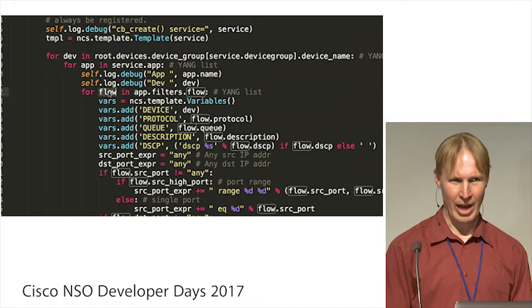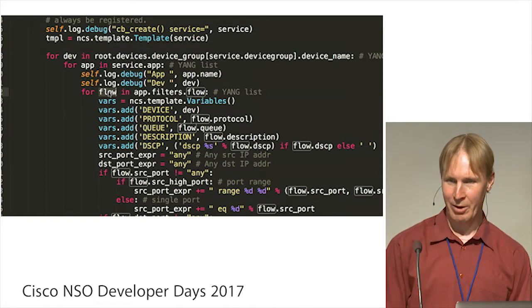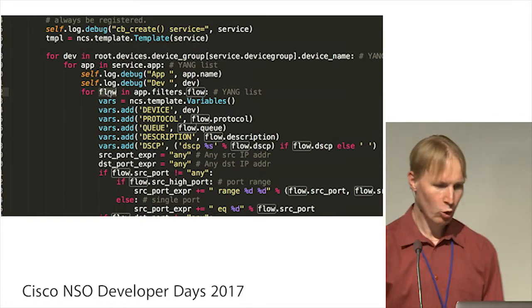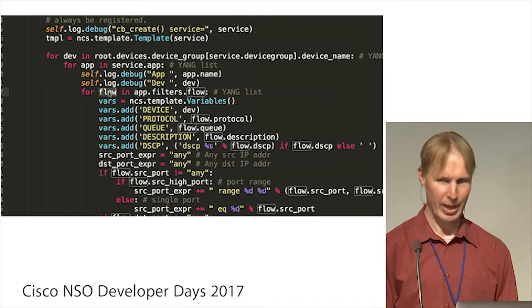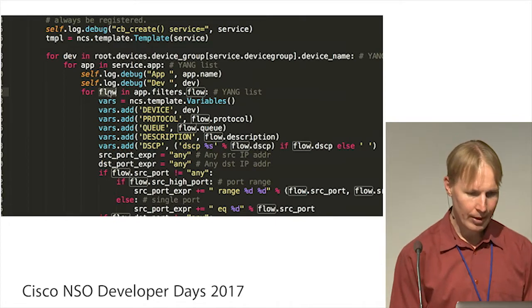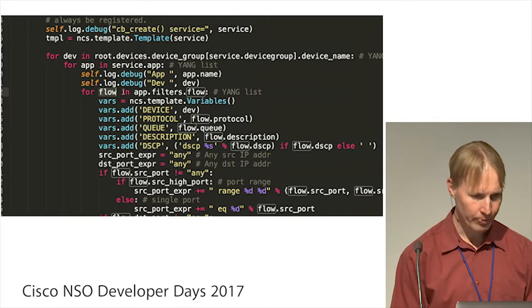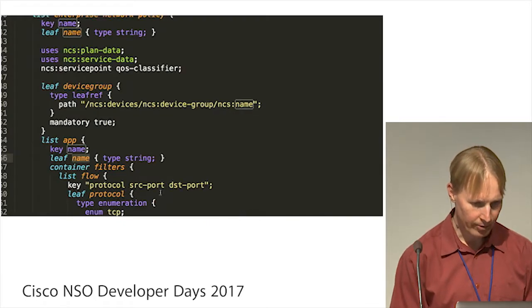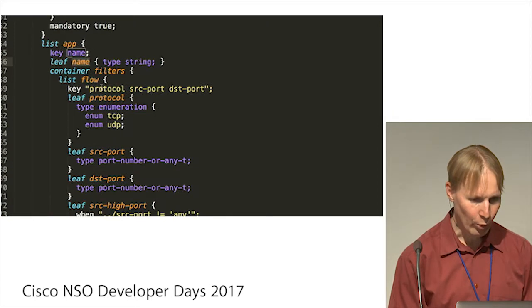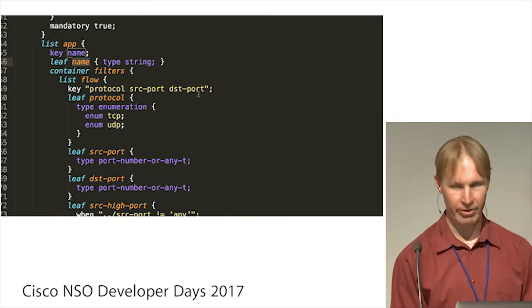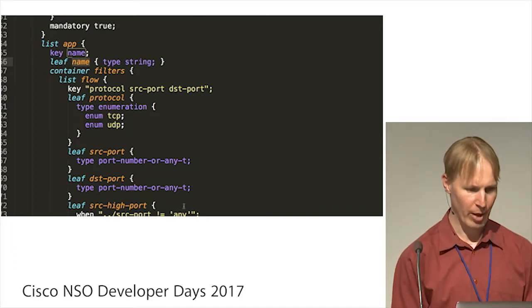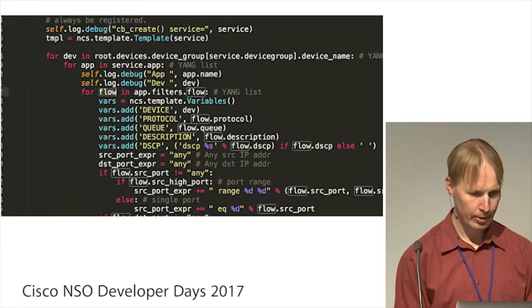So if you want to block Skype or give Skype a low priority or maybe high priority or something like that, you will have a long list of flows that you need to match, because all of these things are Skype talking. So then we want to loop over all the flows. If you go back to the Yang here, you can see that for each application, there's a list of flows with protocol, source port, destination port, or port range that we need to match, and possibly a DHCP as well. So for each of these flows, what do we want to do?